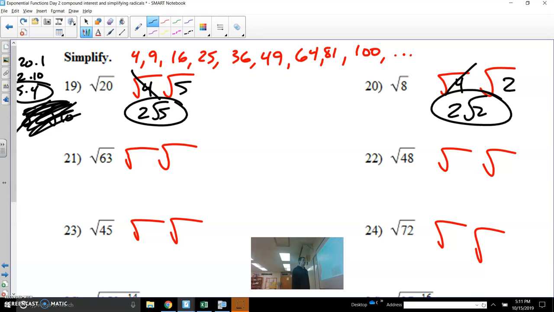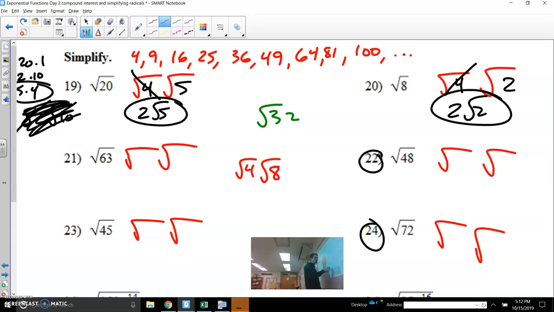So I will give you a heads up on 22 and 24. Make sure you get the biggest perfect square. I'll do an example that's not on the paper. For example, the square root of 32. A lot of students wrongly think this is 4 times 8. Square root of 4 is 2, and they think they're done.